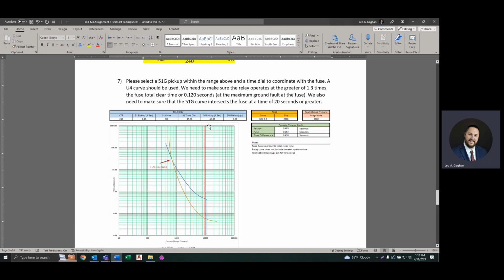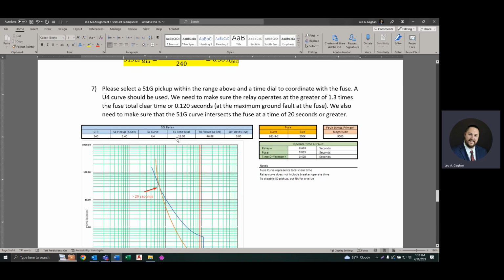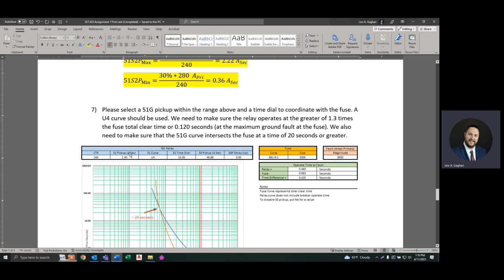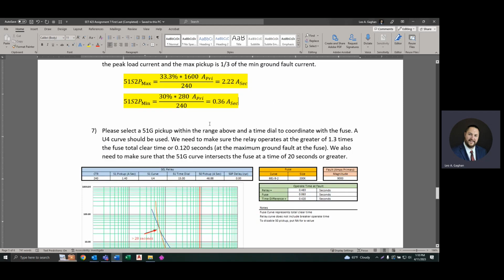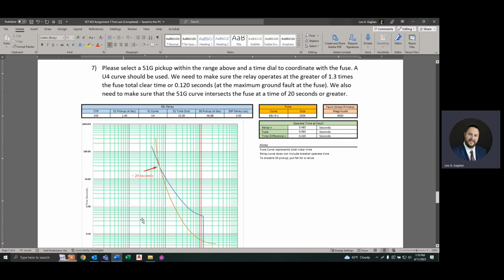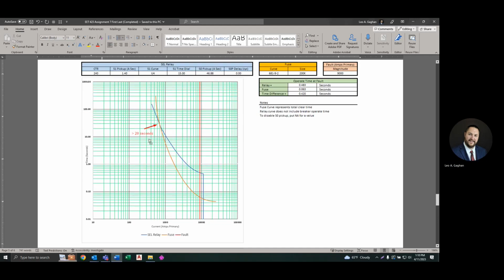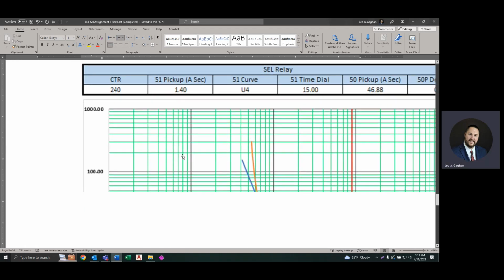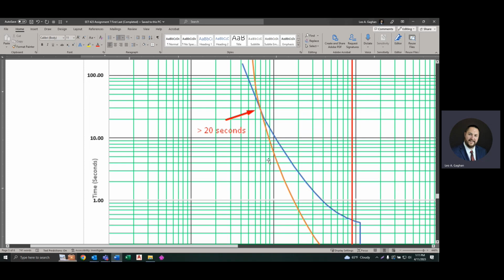So on this one, we actually saw that if I bumped that time dial up to 15, which is the maximum setting of the 451, I would actually need to increase the pickup a bit more. So in this situation, the pickup had to be at least higher than 1.4 in order for us to meet that criteria of greater than 20 seconds. But yeah, we can kind of zoom in there. The spreadsheet didn't tell you this automatically. You kind of had to eyeball it.